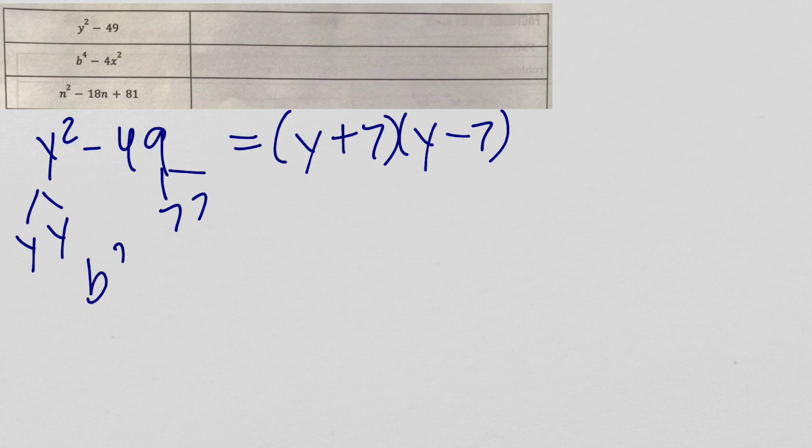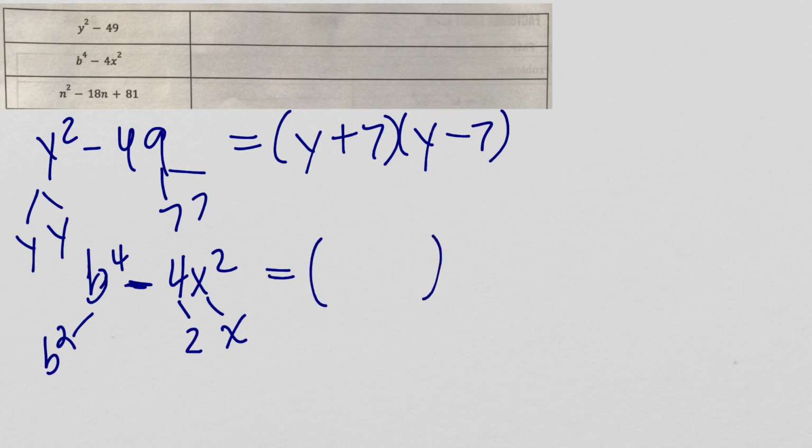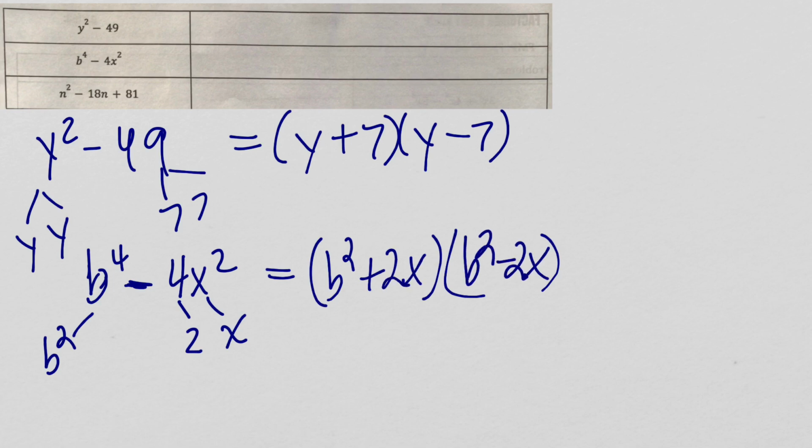For this one here, b to the 4th minus 4x squared. This is still a difference of perfect squares because we have 4 would be 2 times 2, x squared would be x, and what would I need to multiply to get b to the 4th? It would have to be b squared. So when I set up my factored form, it's going to say b to the 2nd plus 2x, b to the 2nd minus 2x.